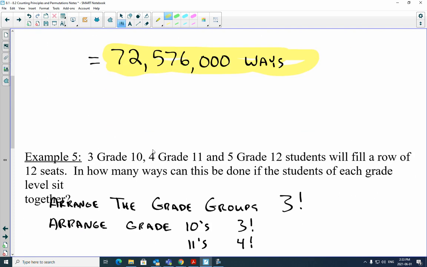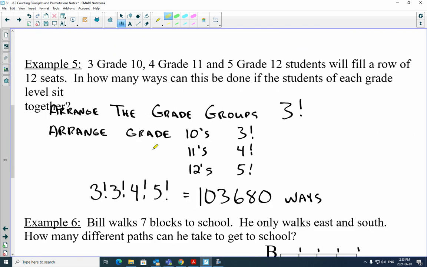Okay, example 5. What we have here is 3 grade 10s, 4 grade 11s, and 5 grade 12s. And what we're going to do is fill a row of 12 seats. So these are restrictions. You could arrange the groups in other ways, right? You could say the 10s could be first, then the 11s, then the 12s, or it could be 10s and then the 12s and the 11s. So the grade groups themselves is 3 factorial. There's 6 different ways to rearrange the grade groups.